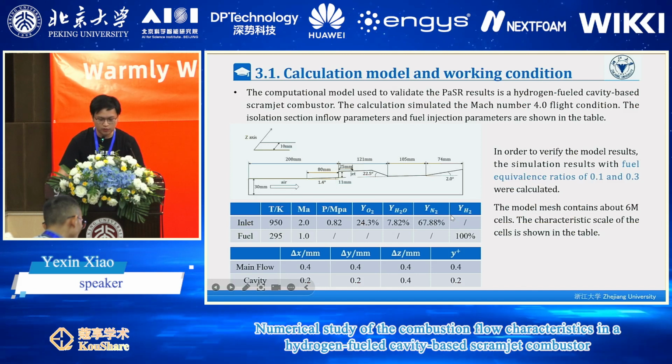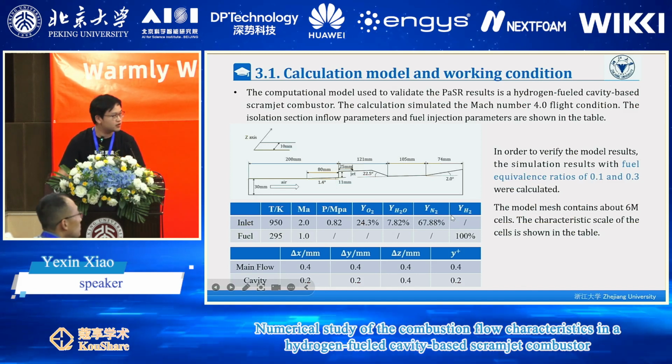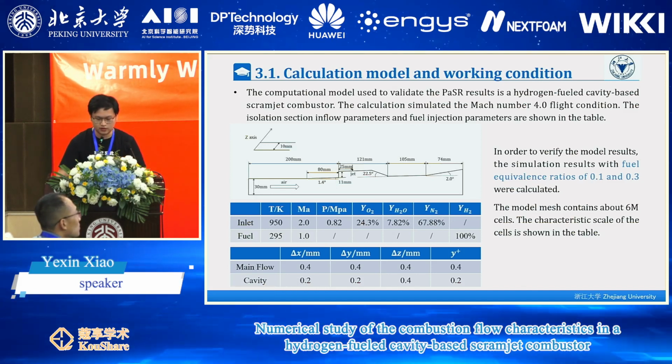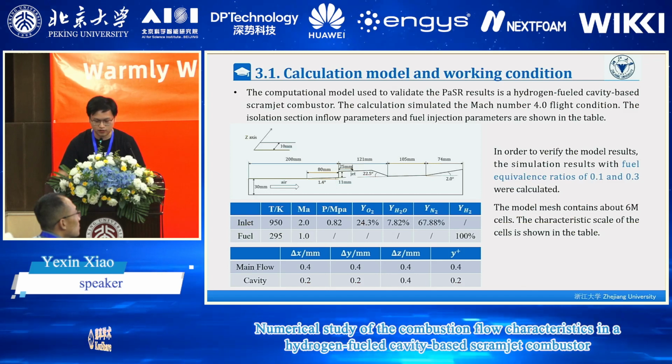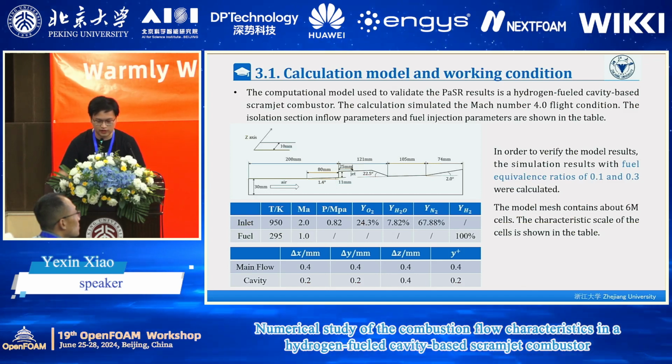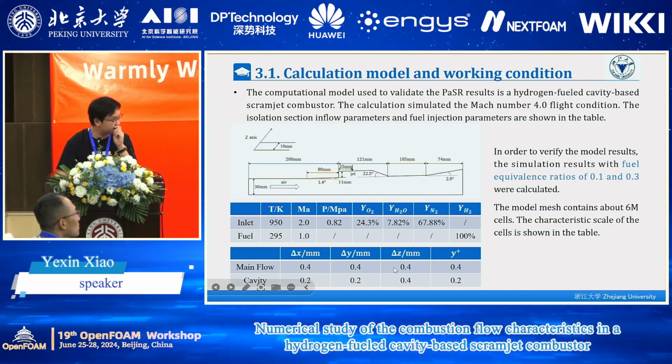And the model mesh contains about 6 million cells. The characteristic size of the cells is shown here.